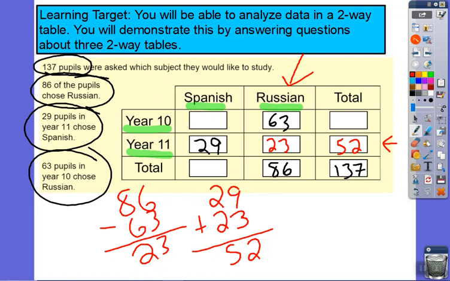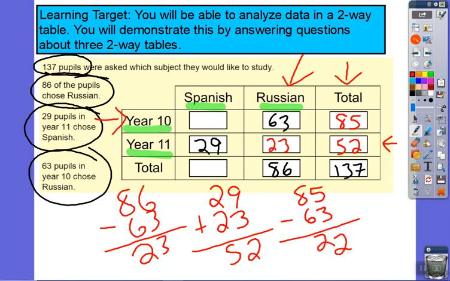Okay, why don't we go to the top here for total? So I know there were 137 and 52 of them are year 11. If I subtract, that is going to leave 85 for the total for year 10. And then let's go across on year 10. Now I know there are 85 total year 10. I know 63 of them asked for Russian. So when I subtract, that is going to leave me with 22.